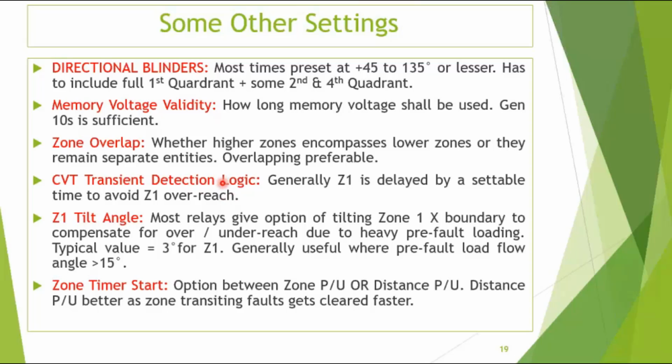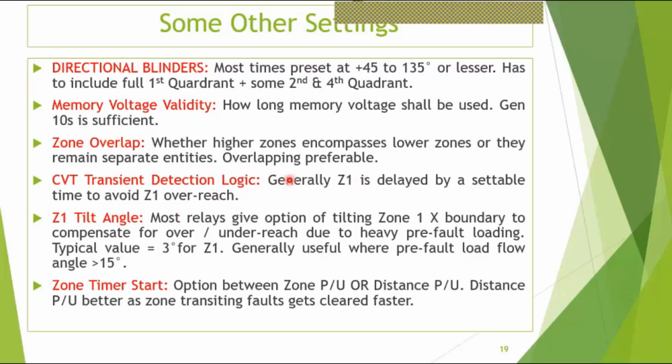What happens in a CVT transient? This is a big topic by itself. A zone 2 fault gets seen in zone 1. The voltage is seen lesser. So the current is there, the voltage is lesser, so the zone 2 fault is seen in zone 1 and the relay can overtrip. So if we delay the zone 1 by around 20-30 milliseconds, this transient will go away and the relay will perform perfectly.